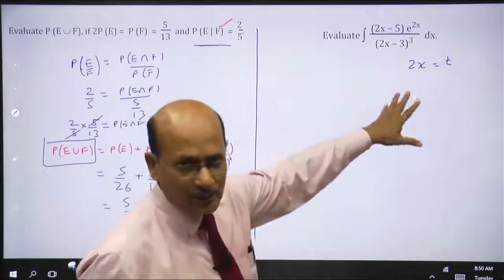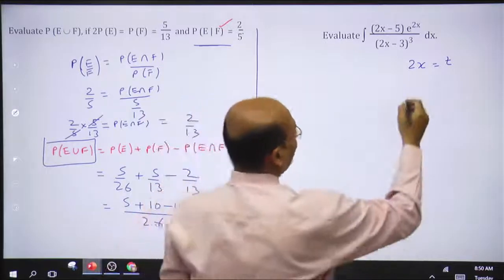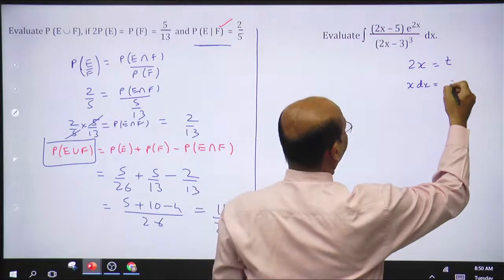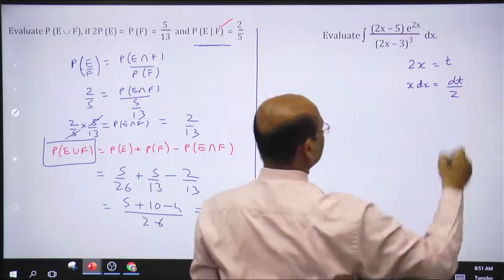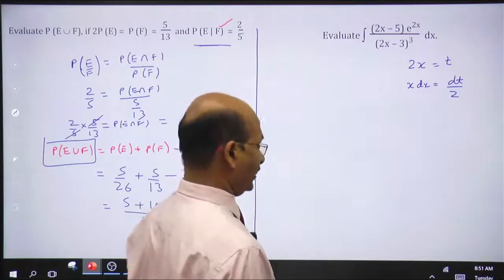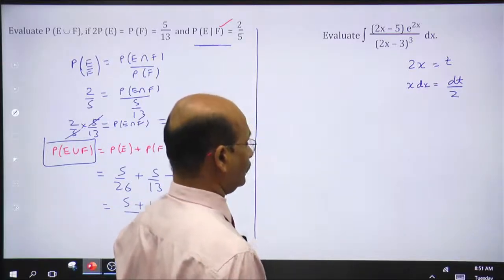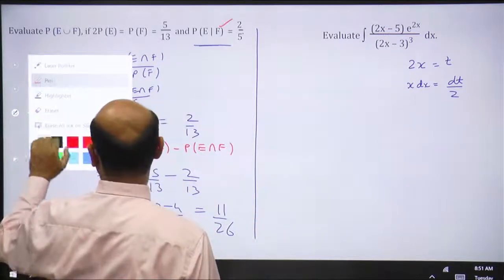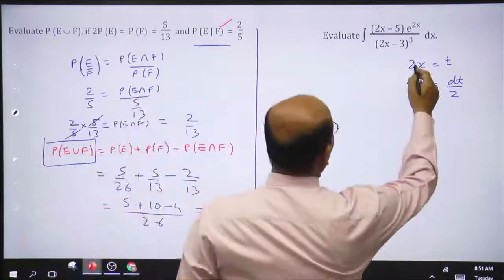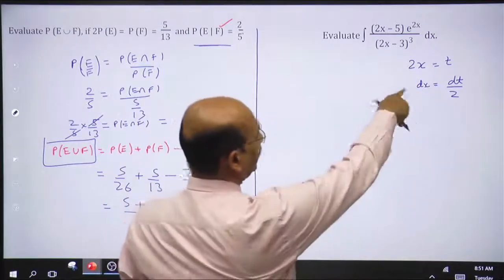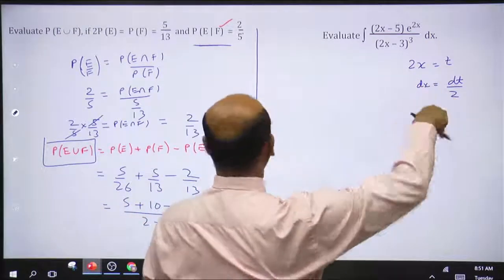Without doing that also you can do that. So what will happen now? This will become x dx will be dt by 2. I think very simple, I am taking the derivative. So are you sure x dx is equal to dt by 2? Because the derivative here, this will go off. So dx will be dt by 2.